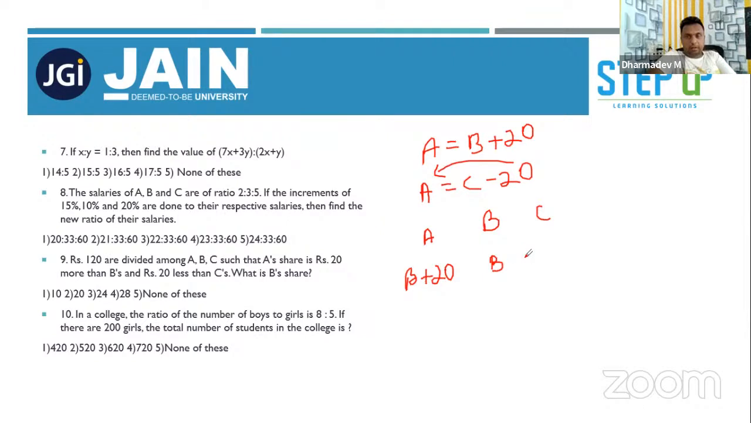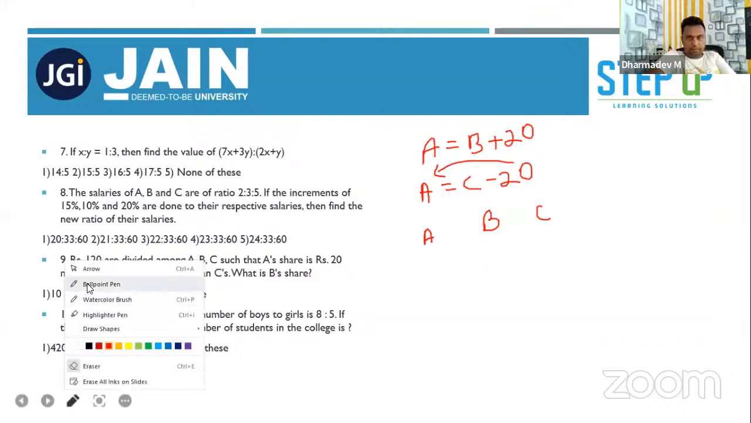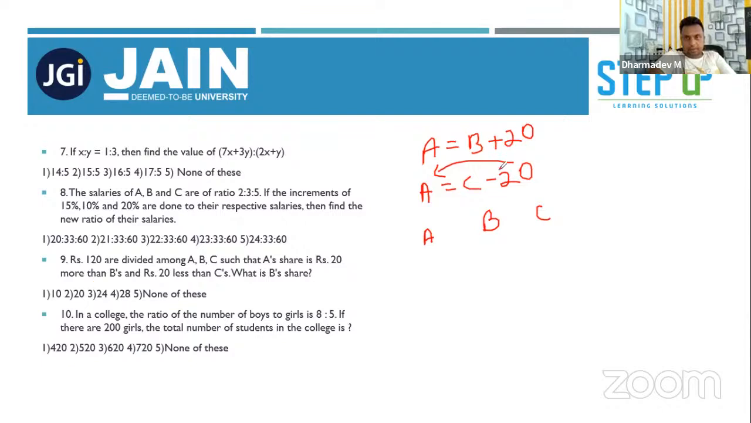Or the other way, I need to substitute everything for A. Now I get B plus 20. Otherwise, I substitute everything for A. Let A be A itself. Then B is equal to A minus 20, C is equal to A plus 20, and A equals A itself. When I add them, I get 120. So 3A equals 120, A equals 40. This is by simplification.